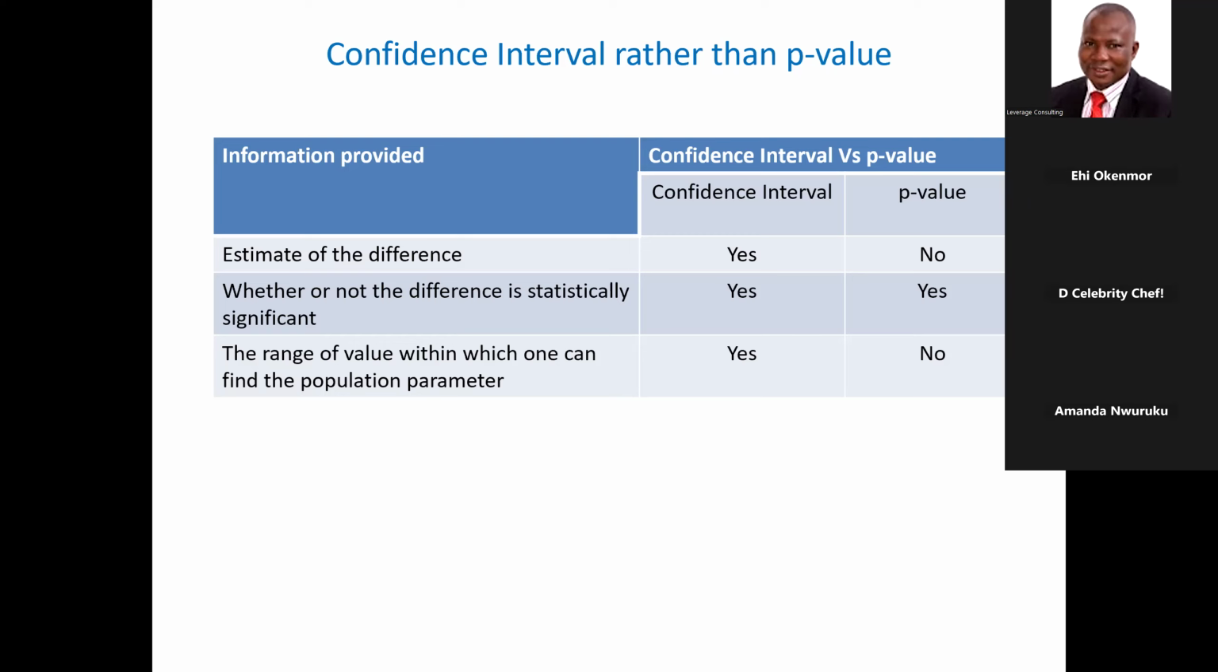There are 3 things you get to know that help you make a conclusion. Out of the 3, the p-value supplies you 1. The confidence interval supplies you all 3. So if what the p-value can do for you, the confidence interval can do for you, why bother? But we still use the p-value because many examiners and professionals don't understand and cannot interpret confidence intervals. They still stick to the p-value.